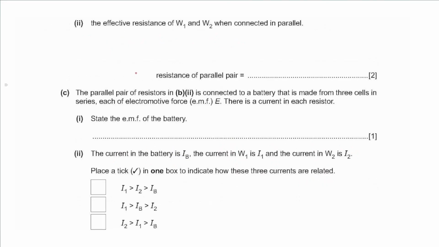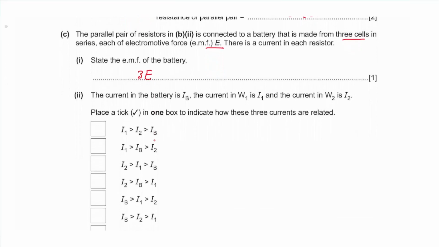Part b(i) says calculate the effective resistance of W1 and W2 connected in parallel. So we can use product over sum, 16 times 4 over 16 plus 4. That gives an answer of 3.2 ohms. C says the parallel pair of resistors in b(ii) is connected to a battery that is made of 3 cells in series, each of electromotive force E. There is a current in each resistor. State the EMF of the battery as a whole. Since we have 3 cells in series, the voltage adds up, or the EMF adds up. So E plus E plus E, that is 3 times E.